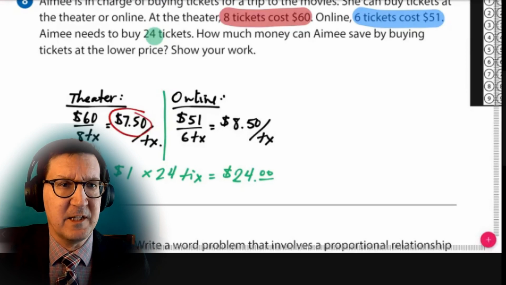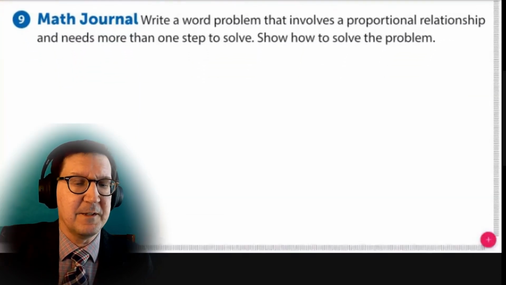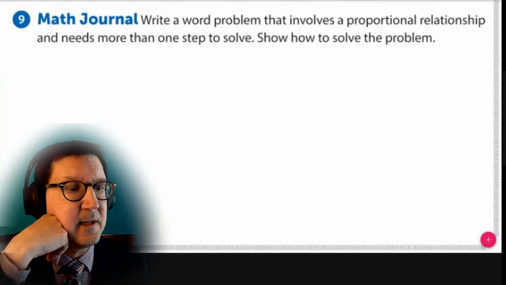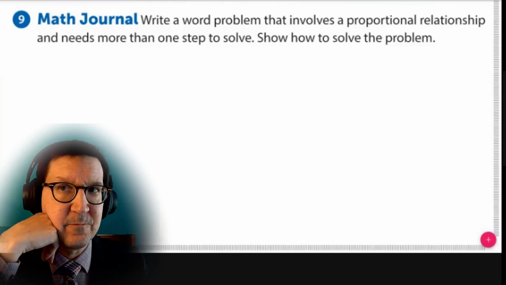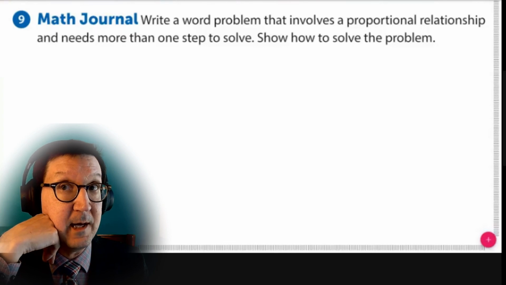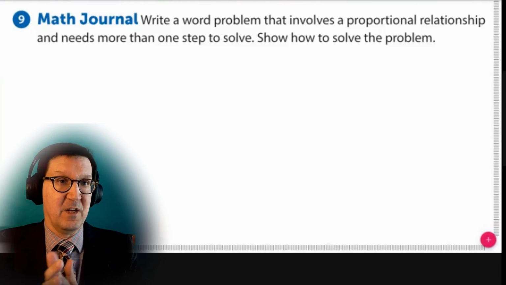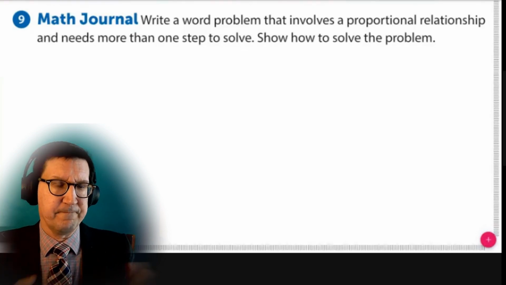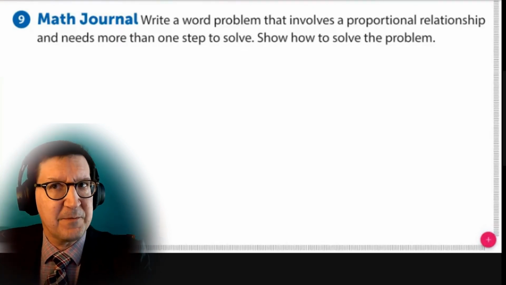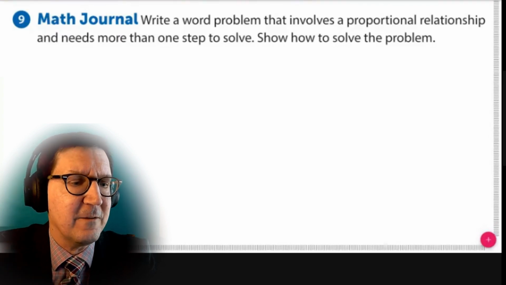Now question 9 is a little more open-ended, isn't it? Question 9 says, write a word problem that involves a proportional relationship and needs more than one step to solve, and show how to solve it. So this is up to you. You can make up your own. I'm going to show you how one works, and you can do something similar if you want to, or something totally different. So there's no right answer. We're just kind of making stuff up as we go.